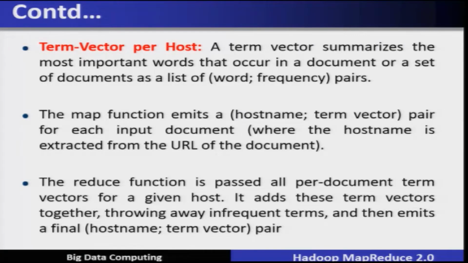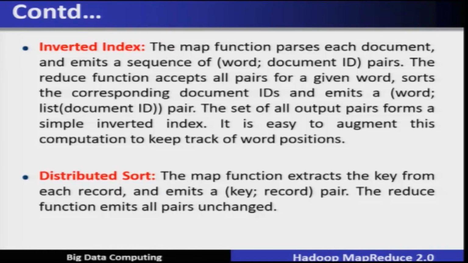The reduce function is passed all per-document term vectors for a given host. It adds these term vectors together, throwing away the infrequent terms, and then emits the final host name and term vector pair. So, that means for a given document we are going to find out the most important or most frequent words, and we have to emit the host name and the term vector pair in this particular application.